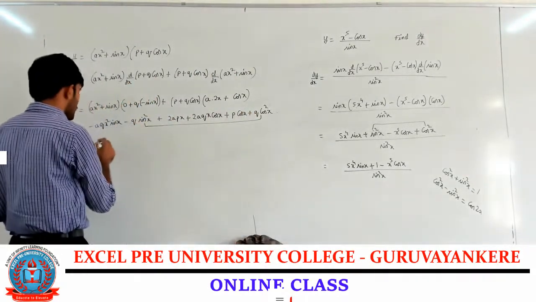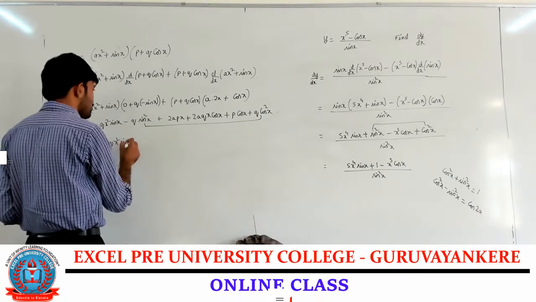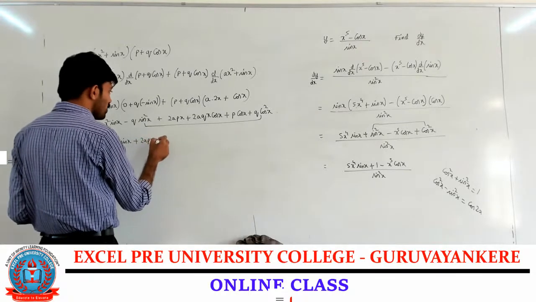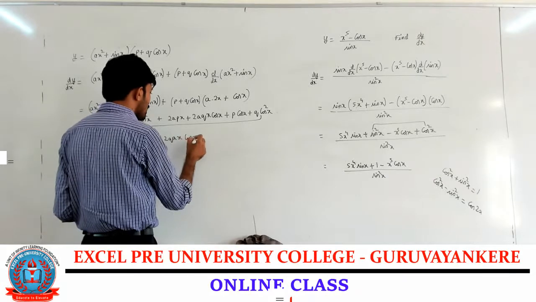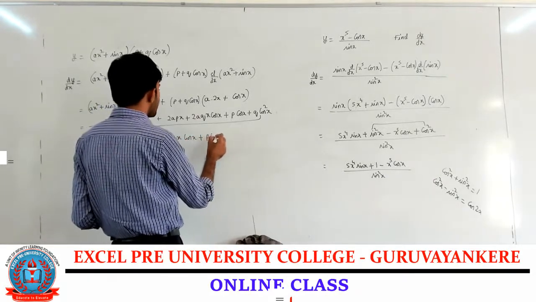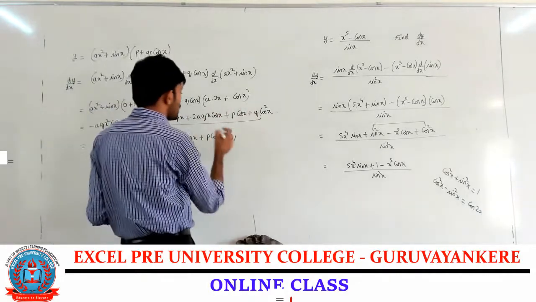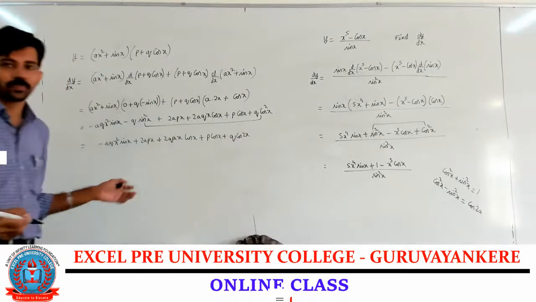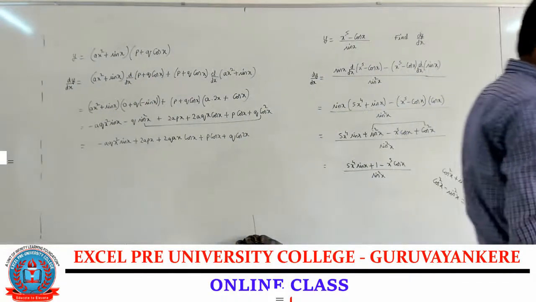Q is common. Minus aq x square sin x plus 2apx plus 2aqx cos x plus p cos x. Next to take q common here, cos square x minus sin square x, that is cos 2x. Cos square x minus sin square x is cos 2x.